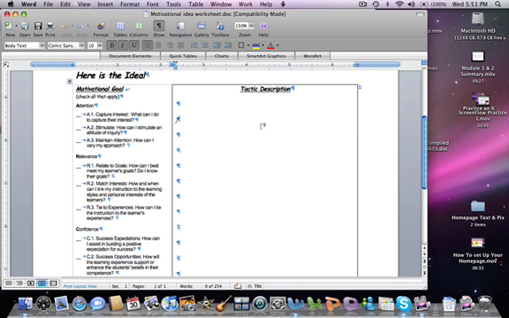Then under tactic description, you simply describe the idea that you have in mind. Now, it should be very concrete. For example, you could say, provide an anecdote that describes the importance of delayed gratification and illustrates its operation among young people. But that's too general. You want to get more specific.